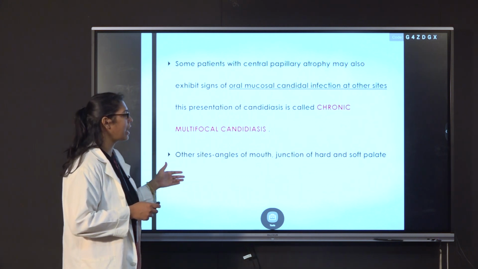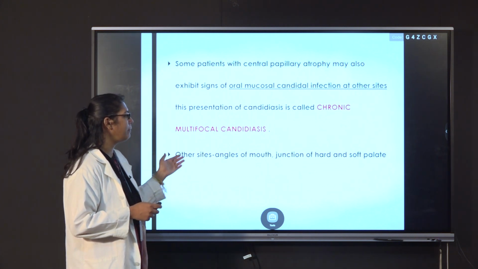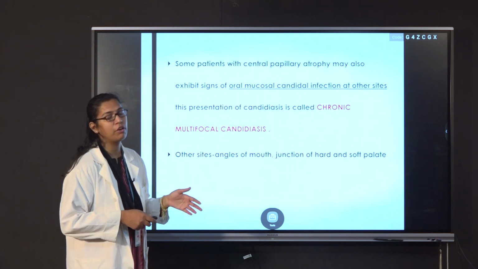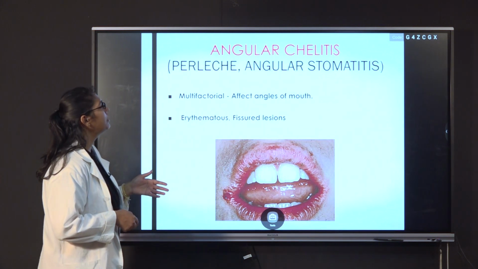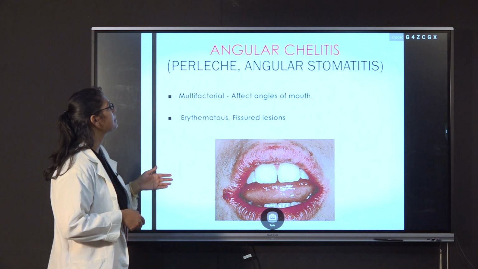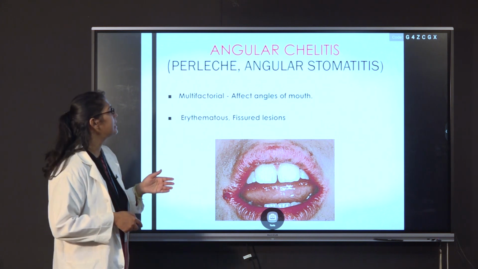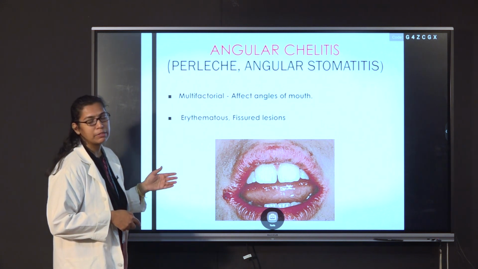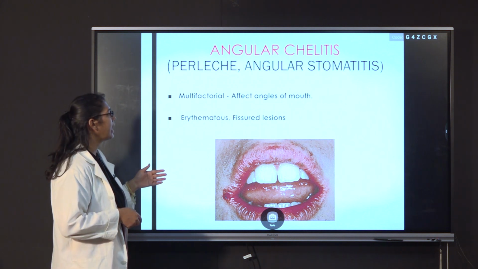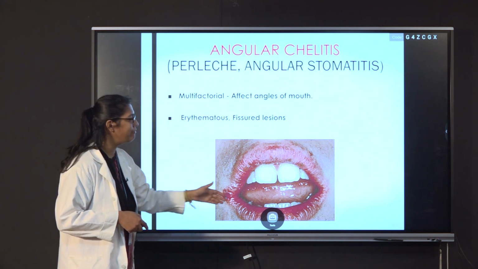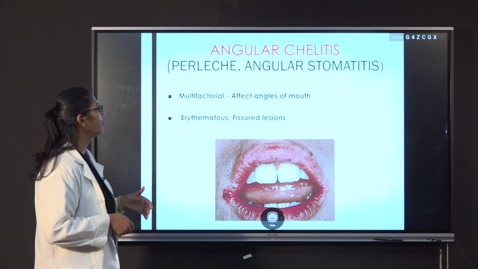Other sites which can be affected with candidiasis are mainly the angles of the mouth and the junction of the hard and soft palate. Coming to angular cheilitis, also called perleche or angular stomatitis, this is multifactorial and mainly affects the angles of the mouth, which are erythematous, and fissured areas will be present in the angle of the mouth.